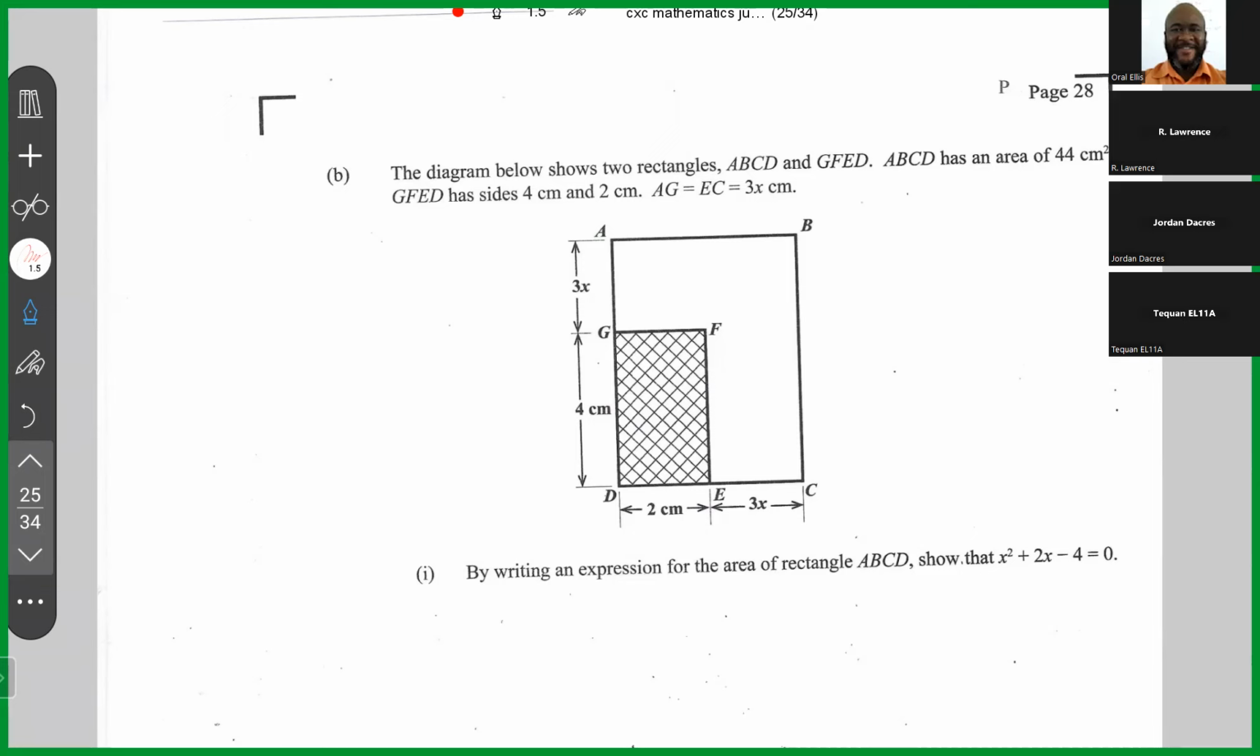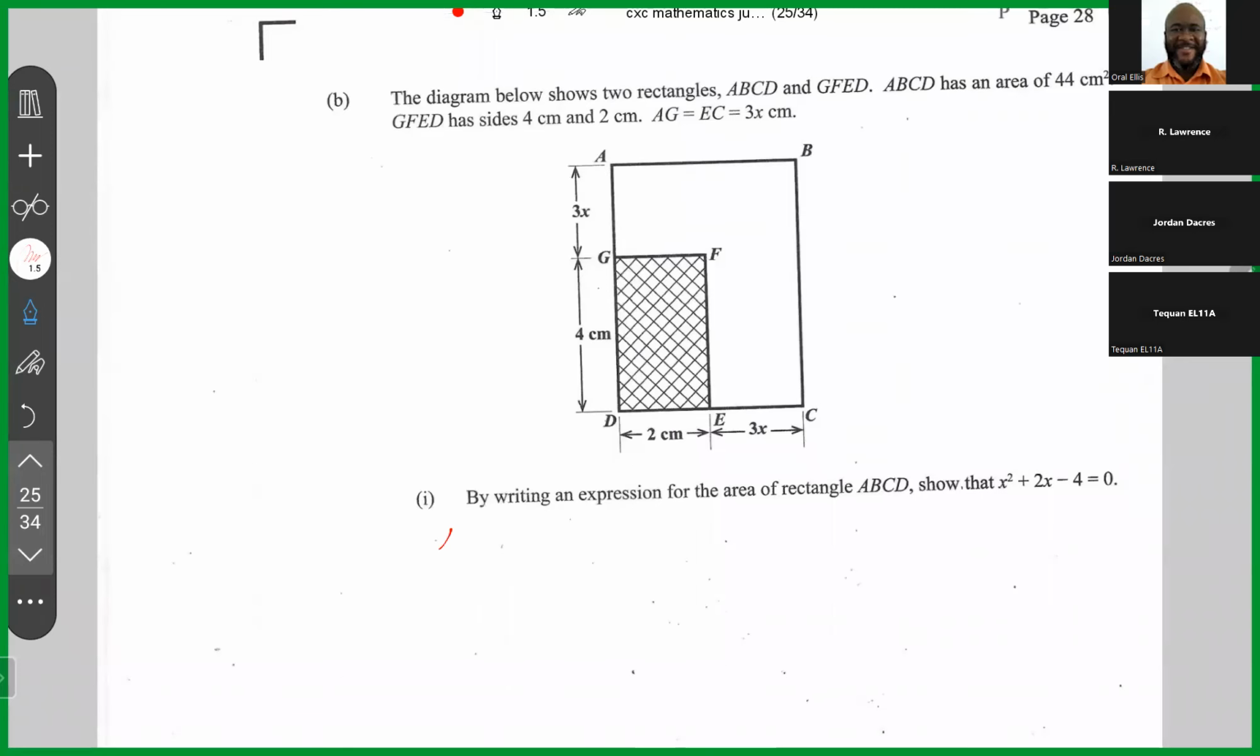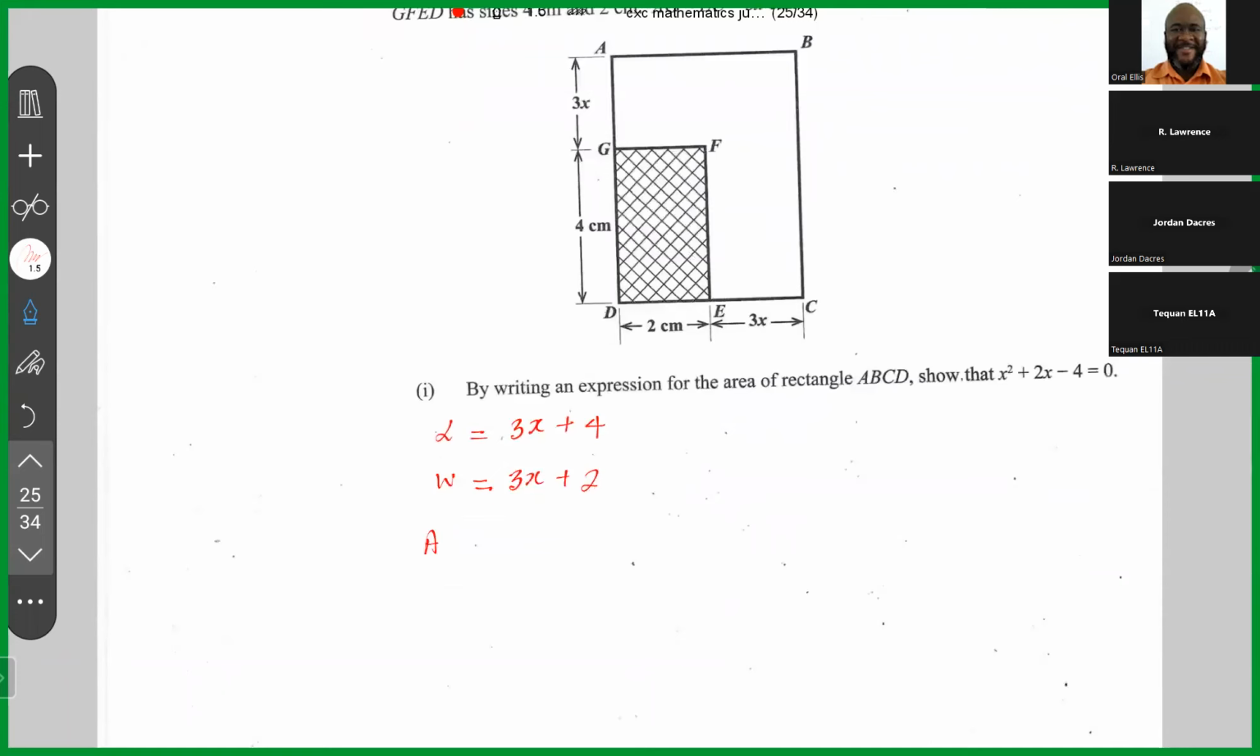to 0. All right, so by writing an expression for the area of rectangle ABCD, first of all, the length, which is normally the longest side, is 3x plus 4. That's the length of ABCD. The width is 3x plus 2. Now, the area of ABCD rectangle is length times width, and we are told that that area is 44.